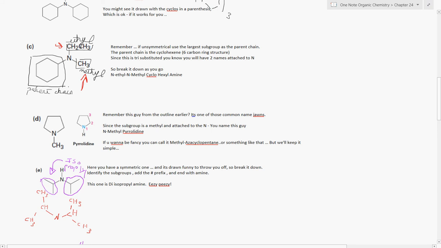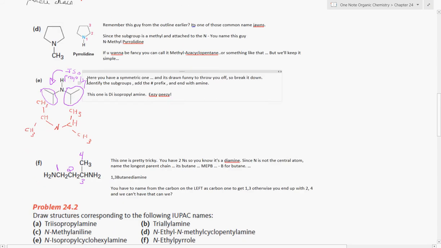Now for D. So do you remember this guy from the outline earlier? It's one of those common names. So since the subgroup is methyl and attached to the N, you name it N-methylpyrrolidine. So if you want to be fancy-smancy, you could call it methyl azacyclopentane or something like that, but we'll keep it simple and just stick to the most simple nomenclature for this.